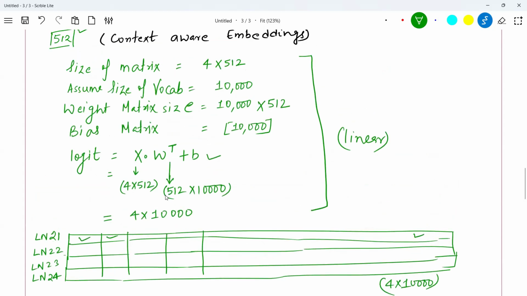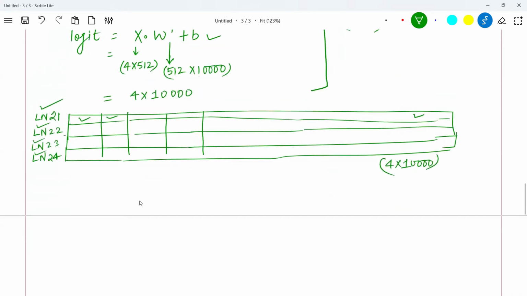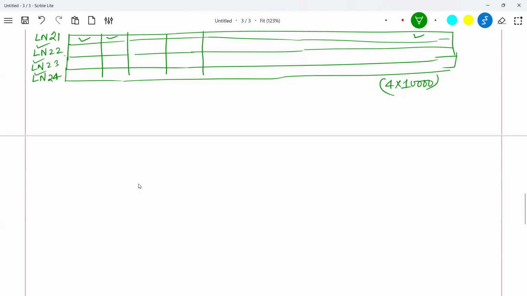These are linear projections, so you just have 10,000 numbers, but you need to convert them to probabilities so that you can predict which token ln21 represents, which token ln22 represents, which token ln23 represents, and which token ln24 represents. How will you do that? You need to convert this 10,000 size vector to 10,000 probabilities and pick the highest probability. I will show you in Python also now, don't worry. If you apply softmax on this, right?